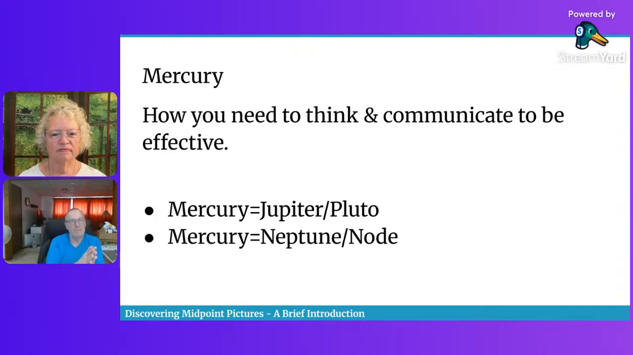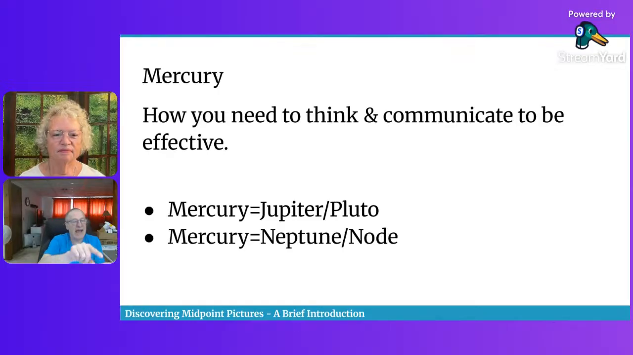But let's say the person wants to be a teacher. Could they be a successful teacher if they have Mercury equals Jupiter, Pluto? Absolutely. Chances are really good they could be. Okay, what about coaching? Yes. These are all different levels of various things that Mercury would be good at.